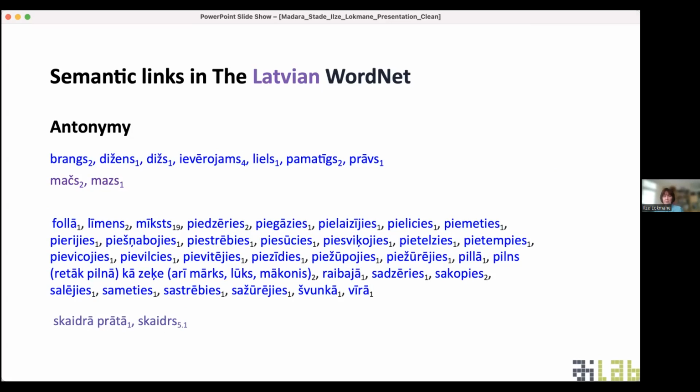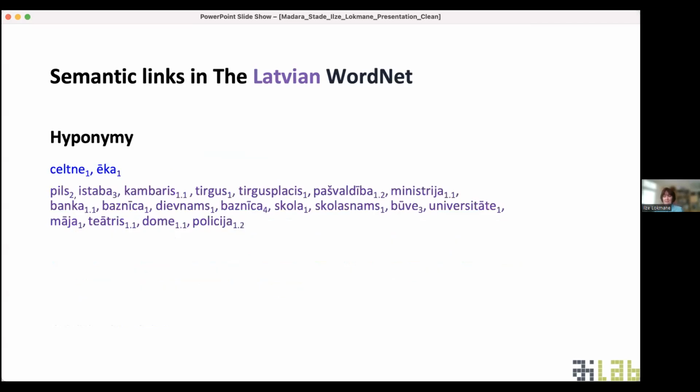Here we have two pairs of antonyms, antonymic synsets. The first with the meaning big, and the opposite small, and another quite expanded synset in Latvian with the meaning to be drunk, and its antonym. And as you can see here, the synsets also include expressive meanings, dialectal words, and also multi-word expressions. The next relation is hyponymy, between a more general and a more specific term.